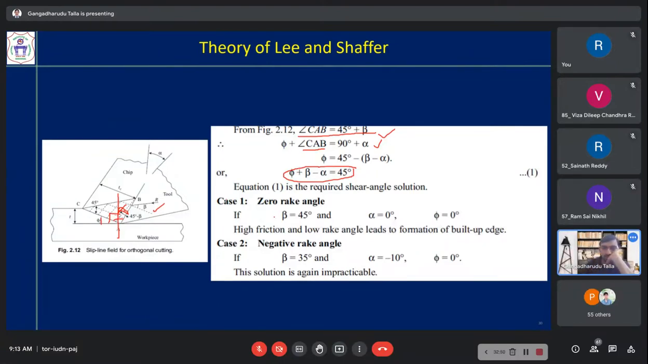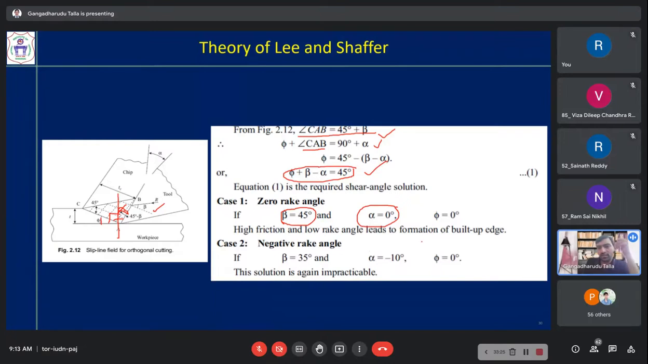So from this, if beta is equal to 45 degrees and alpha equal to 0, then phi should also be equal to 0 to satisfy this equation. So high friction and a low rake angle. Why are we saying high friction? Beta is 45, so tan 45 is 1. That is the upper limit for the friction coefficient. So high friction and low rake angle, or in fact it is 0.